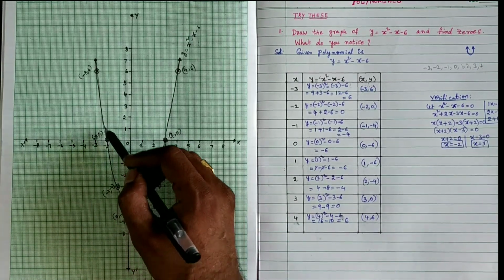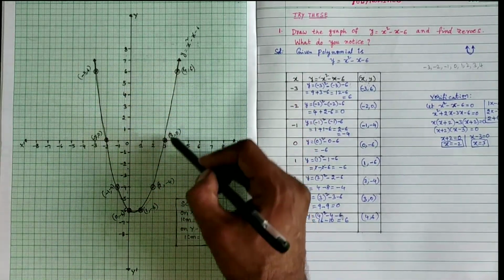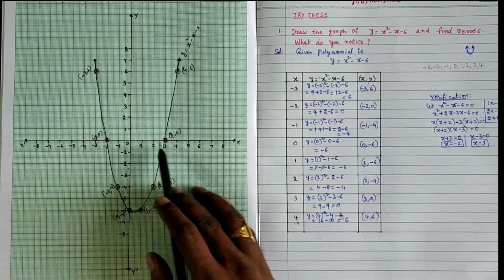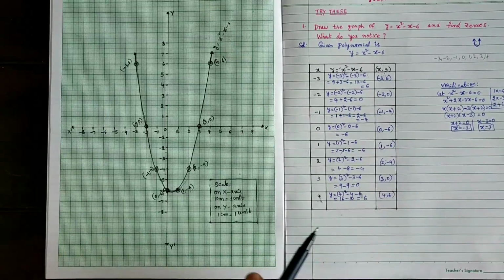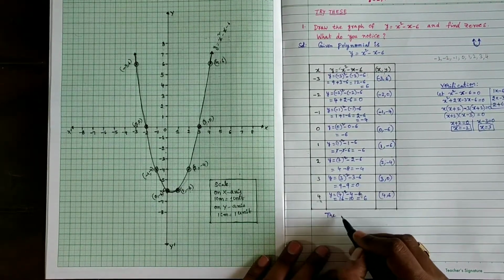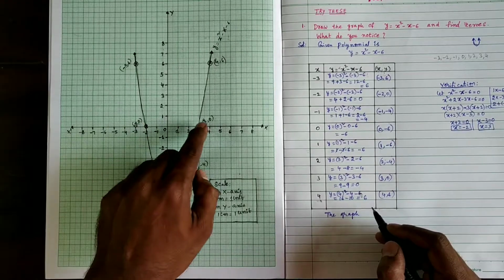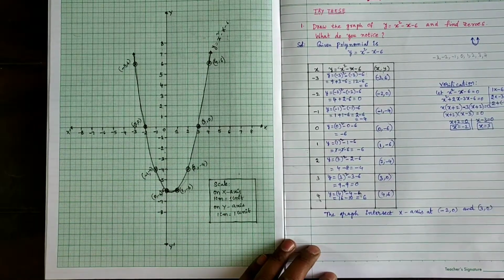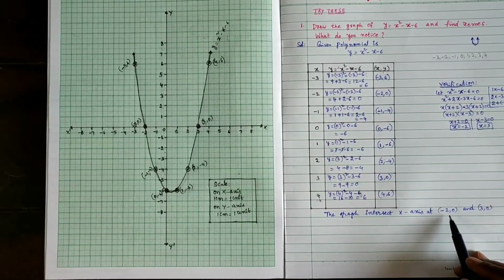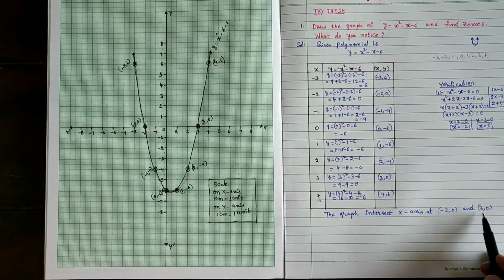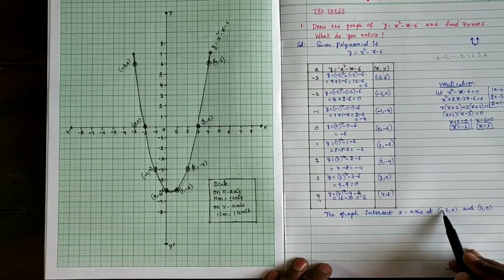What are the zeros of the polynomial? The x coordinates of the points where the graph intersects the x-axis. So here minus 2 and 3 are the zeros of the polynomial. So you write the conclusion. Here the graph intersects the x-axis at minus 2 comma 0 and 3 comma 0. So the x coordinates of the intersecting points are minus 2 and 3. So these are the zeros of the given polynomial. So the zeros of the given polynomial are minus 2 and 3.